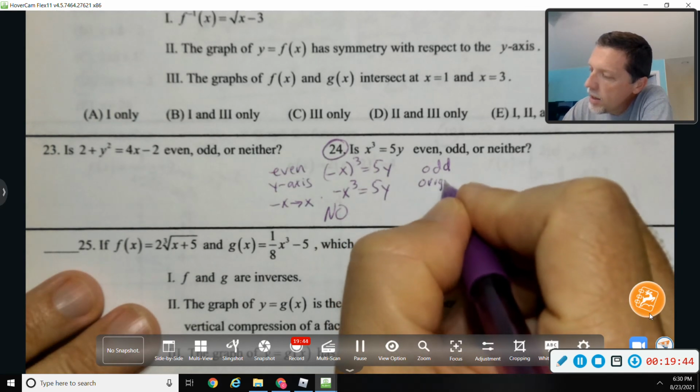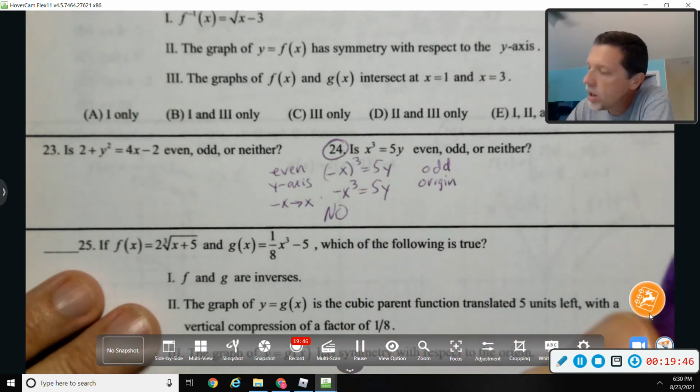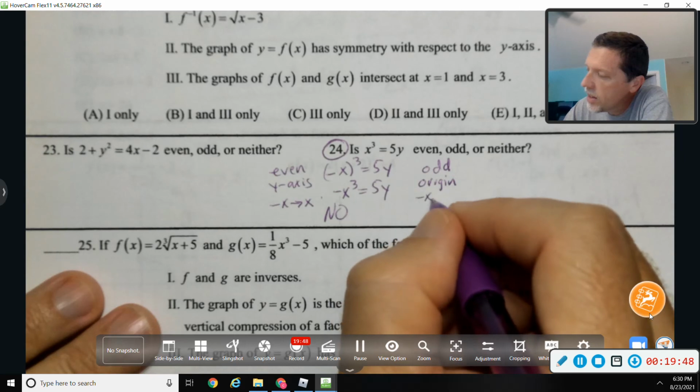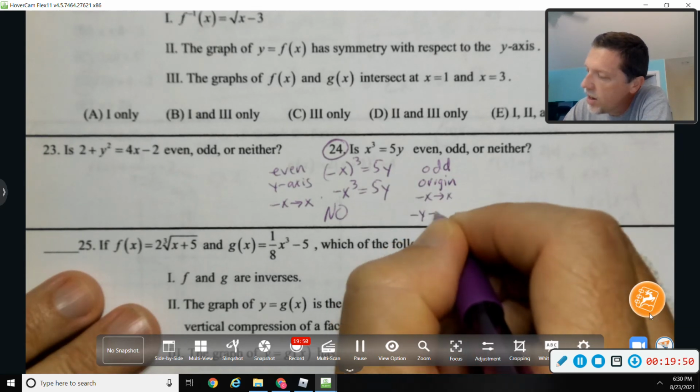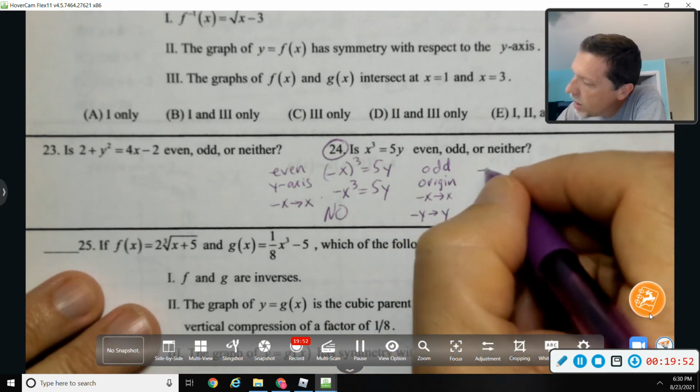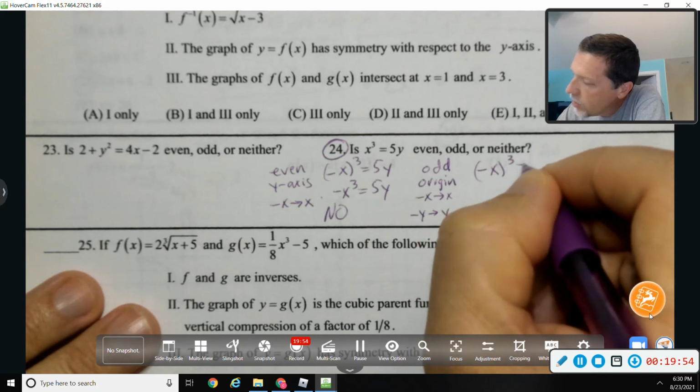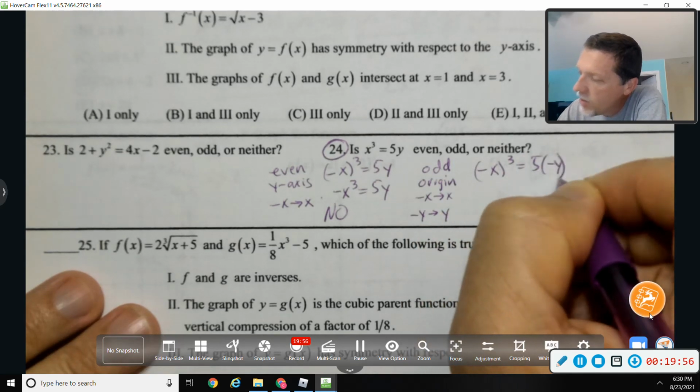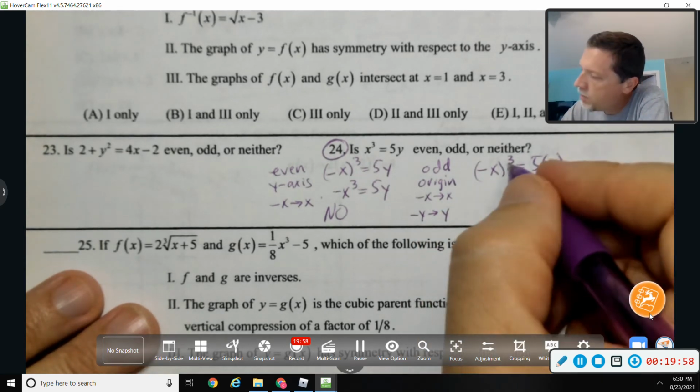Odd means the same thing as origin. So that's negative x in for x, negative y in for y. So negative x cubed equals 5 times negative y. Cube a negative, get a negative.